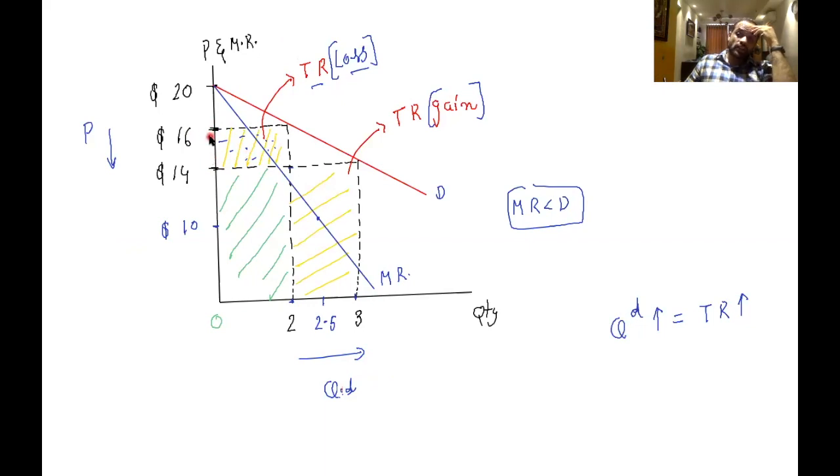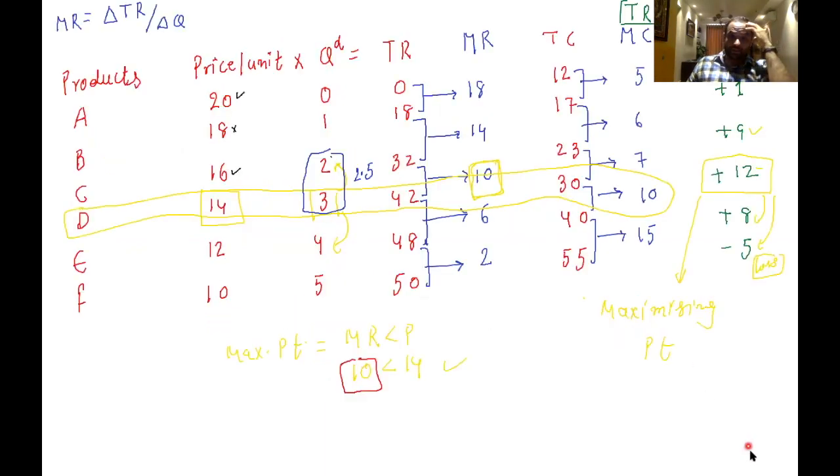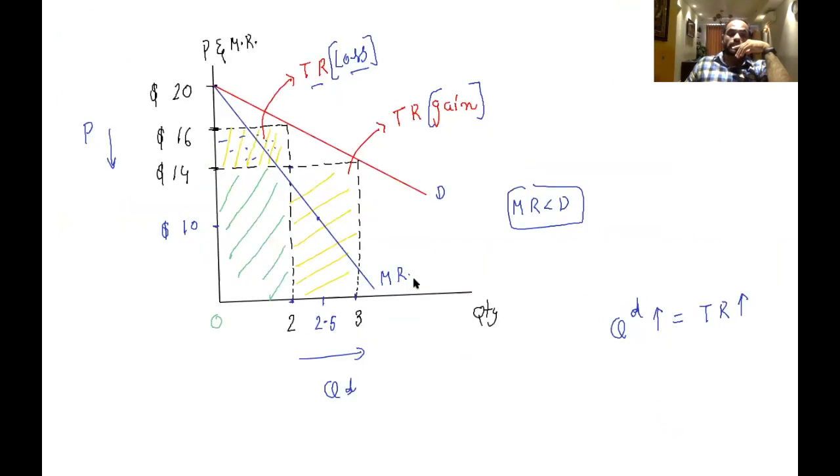If you reduce the price, what will be the impact on your total revenue? Will your total revenue increase? Obviously not. Your total revenue will decrease if you reduce the price. If you reduce the price from 16 to 14, your total revenue will be reduced by 4, right? And if your total revenue is reduced, that's why this area is a loss area, because you're losing money by reducing the price.